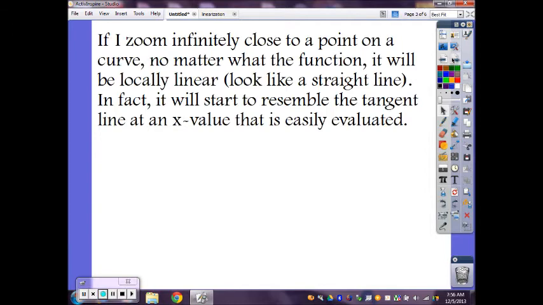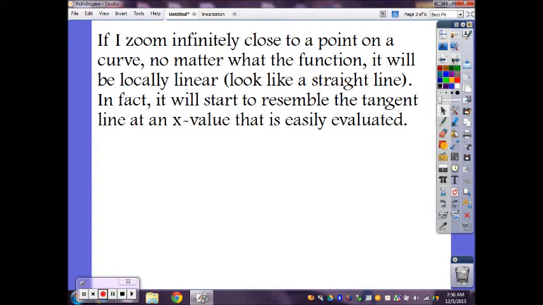So if I zoom infinitely close to a point on a curve, so for example the square root of x, no matter what the function, it will be locally linear. What that means is if I zoom in infinitely close to that point, x equals 16.1 on that curve, it'll start to look like a straight line. In fact, it'll start to resemble the tangent line at an x value that is easily evaluated.